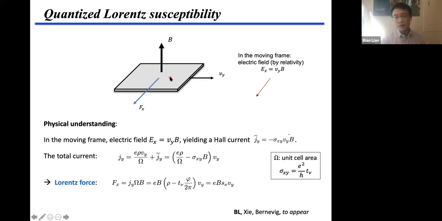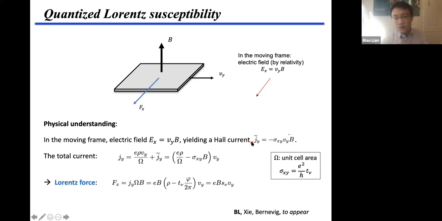If the system is moving in the y direction, one would produce an electric field in the x direction, which is equal to Vy times B. So if we examine the current in the rest frame of the system, first, all the charges are moving at a constant speed Vy. That contributes a current, basically rho times Vy. Here rho is defined as the number of electrons per unit cell, so one needs to divide by omega to get the electron density.